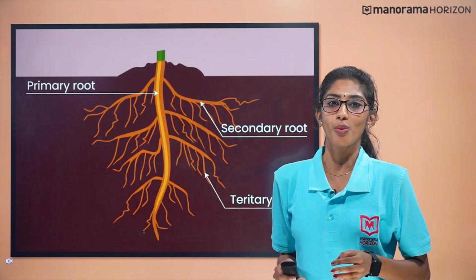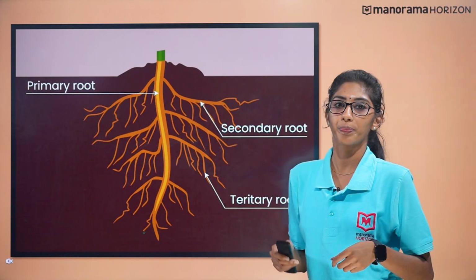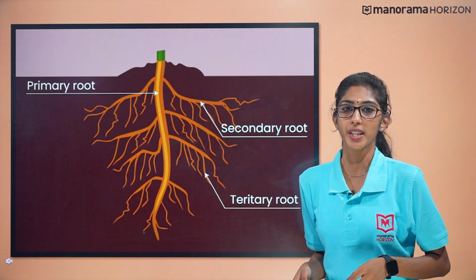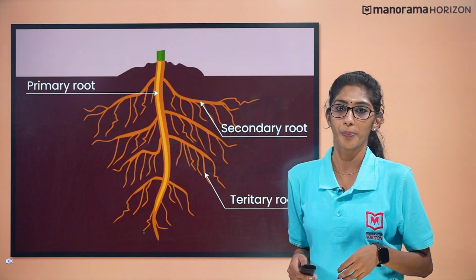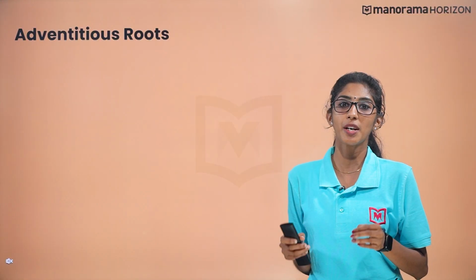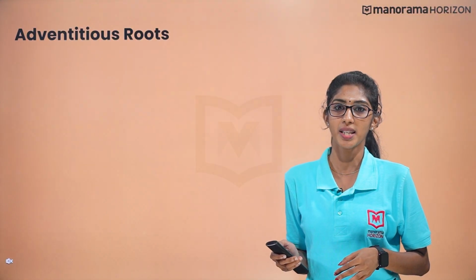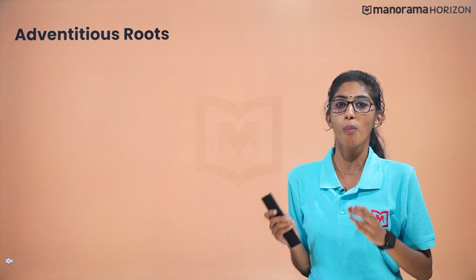It continuously grows and produces lateral roots called secondary roots. The further branches of the secondary roots are called tertiary roots and so on. These types of roots are present in dicots like carrot, pea, gram and groundnut. On the other hand, adventitious roots are the roots developing from any part of the plant other than the radicle. These are usually found in monocots.